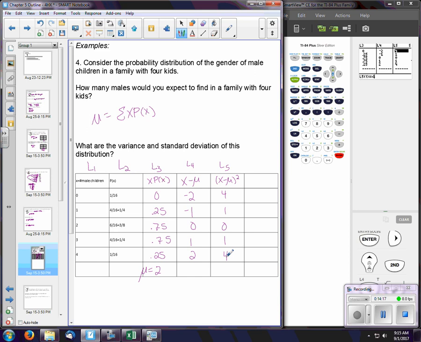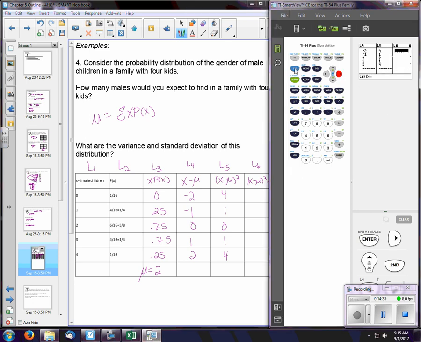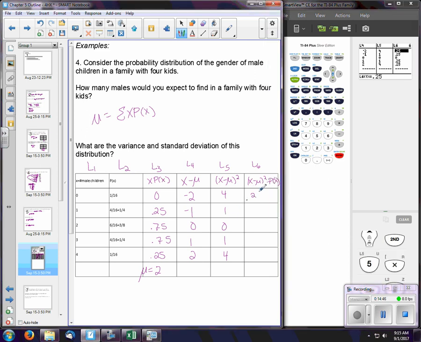And last but not least, because of the probabilities, we have to weight our data by each probability. So list 6 is going to take each of those squared values and multiply by p of x. So that is my 5th list times my probabilities, which are in list 2. So that gives us 0.25, 0.25, 0, 0.25, and 0.25 again.